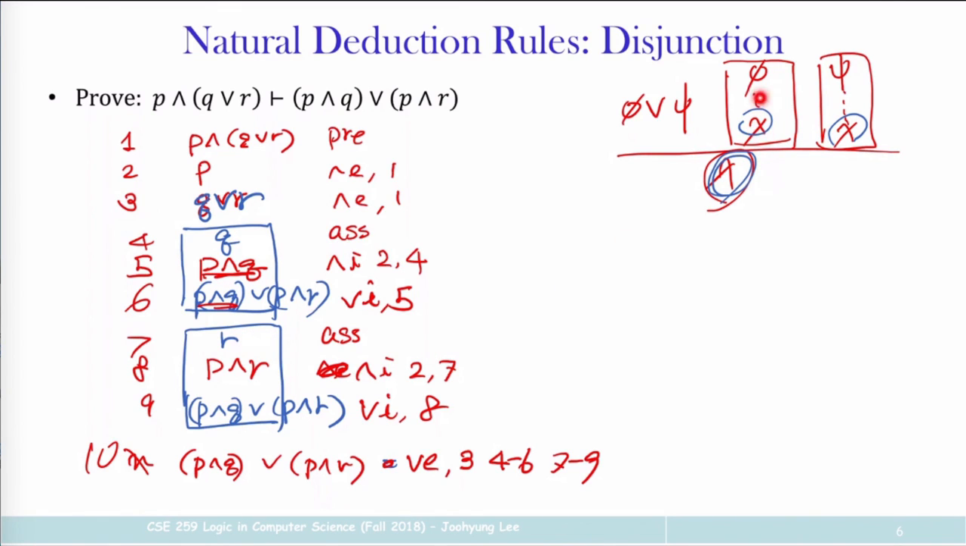If you can derive x from phi, you can also derive x from psi. This x can be outside the box. So that's what we did.